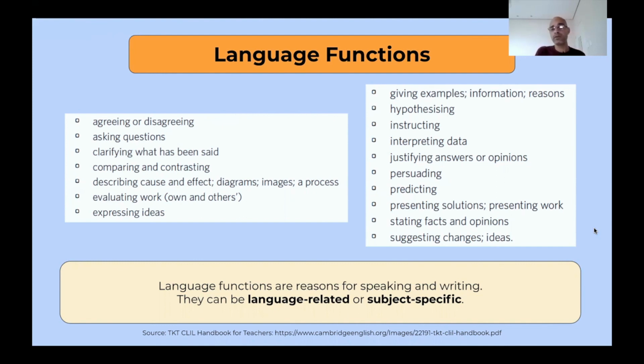So from vocabulary to grammar topics to language functions, that would be very, very specific to the content and the objectives within the content that I'm a teacher of. So I hope this has helped clarify the levels of language that we need to teach when working with CLIL.